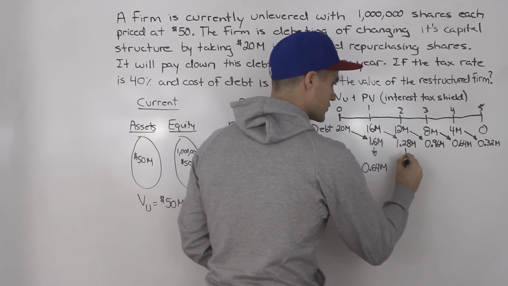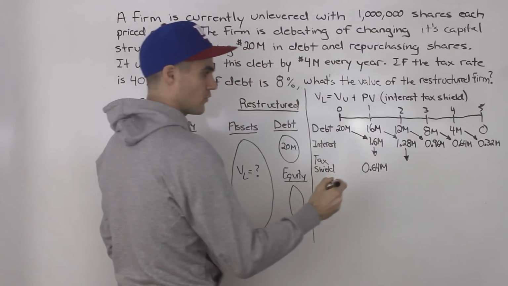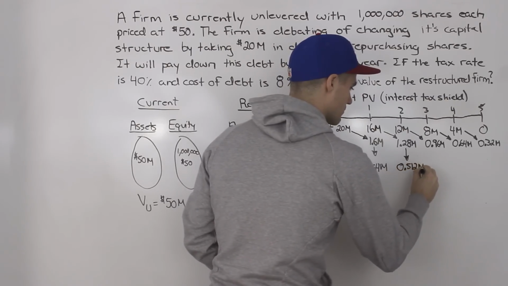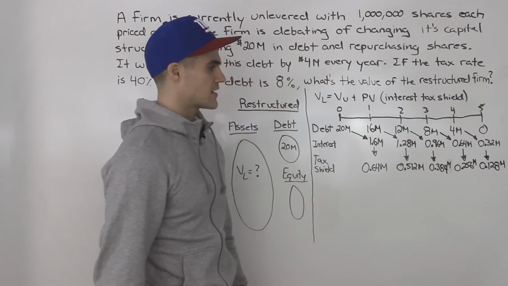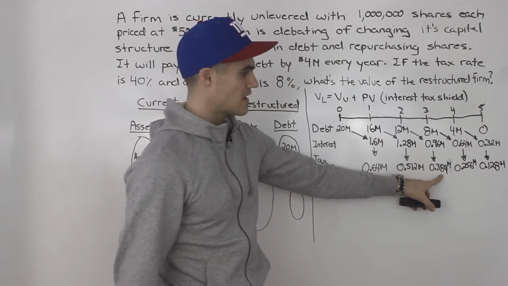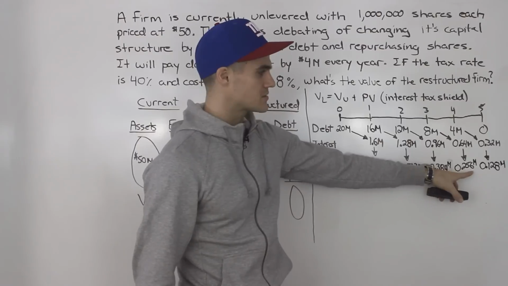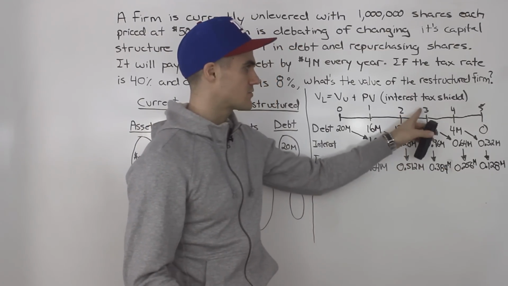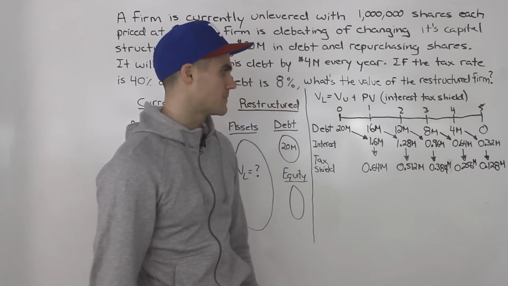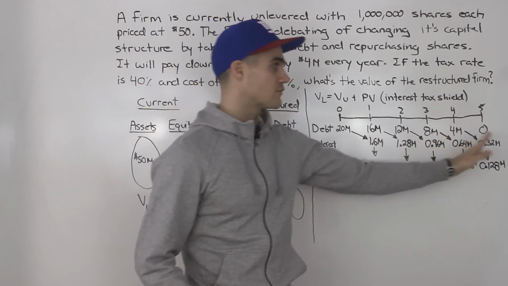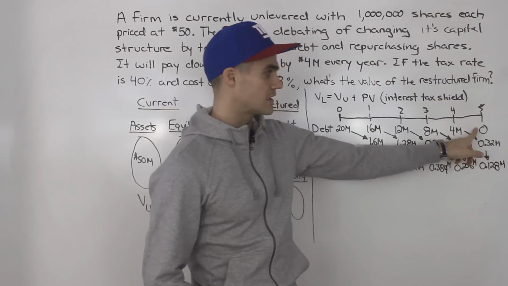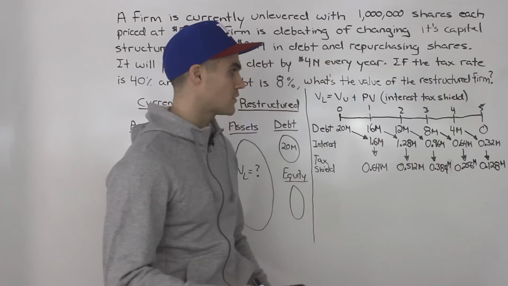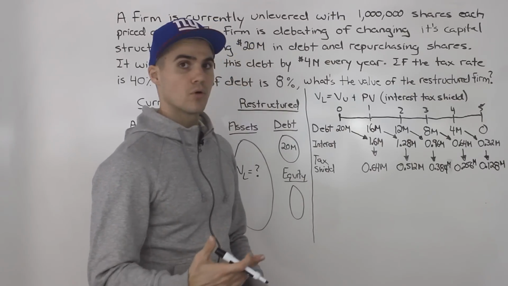Same thing here, 1.28 million times 0.4 would give us 0.512 million. And when you follow that same process, you end up getting 0.384 million, 0.256 million, and then 0.128 million for the tax shields in years 3, 4, and 5, respectively. And then remember, after year 5, there's no more interest tax shield because the debt is paid down. There's no more debt, hence the firm is not paying any more interest.